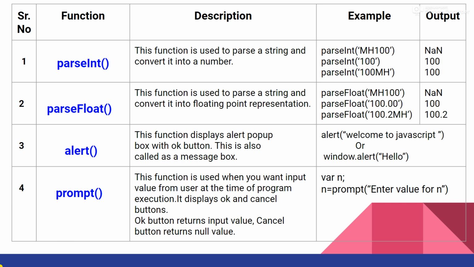Similarly, parseFloat also works the same, but float means what? This function is used to parse a string and convert it into floating point representation, means a number which is in decimal form. So same examples I have taken. parseFloat mh. Now once it encounters m from the left, it won't go further. It will simply declare the output as NaN, not a number.